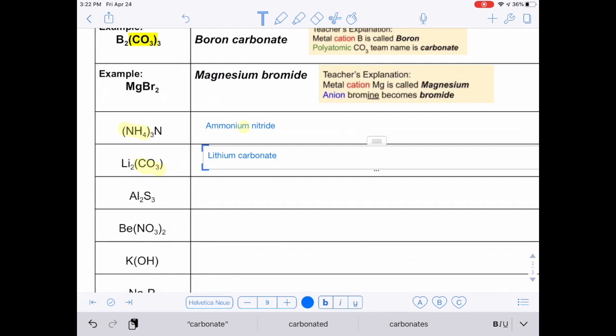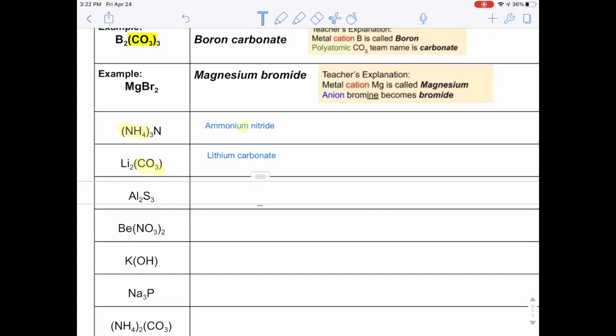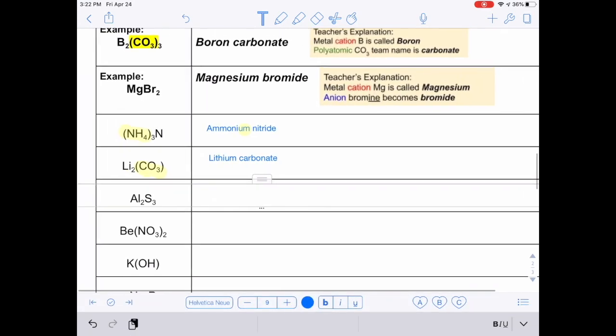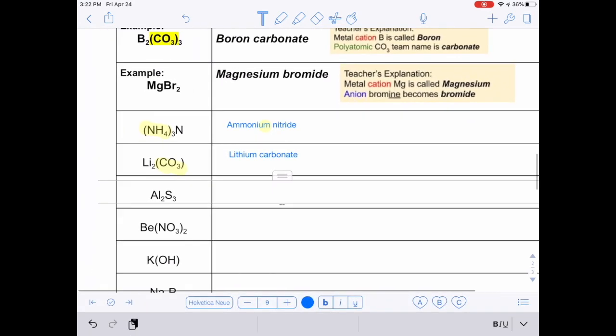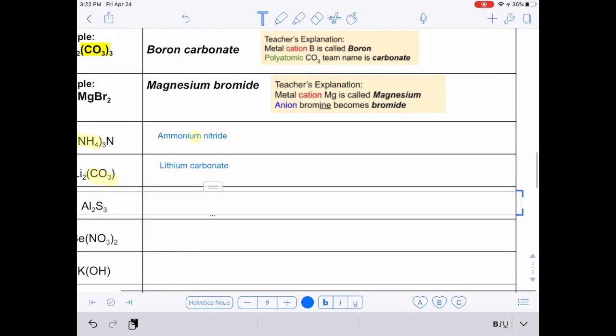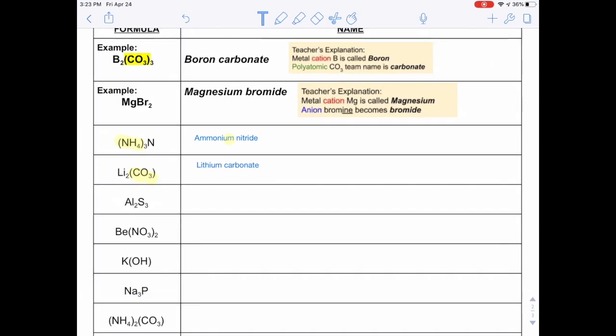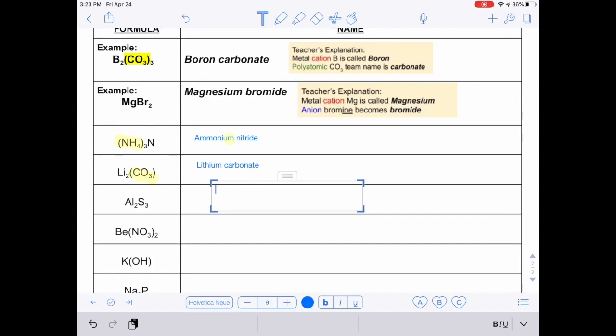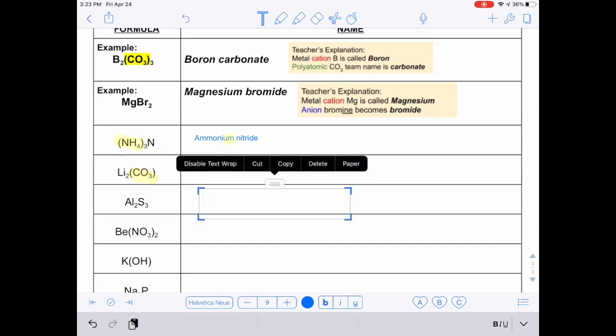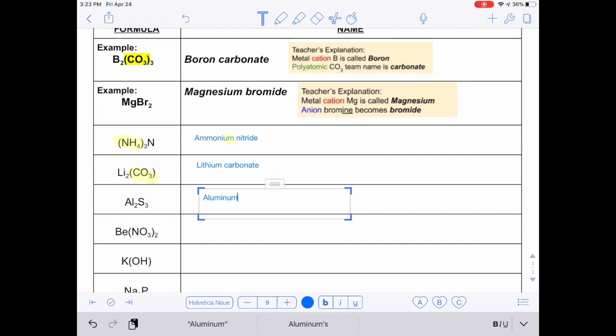Next one, I don't see any parentheses. So I'm just going to name the first one, like on the table, aluminum, and the second one is like on the table, but changes to ide. So sulfur becomes sulfide. If I'm not sure, I can check up on the chart above.